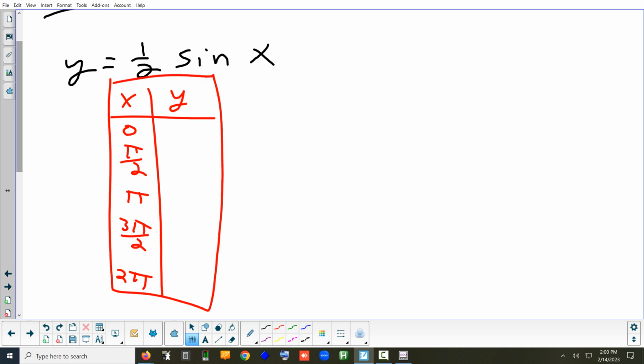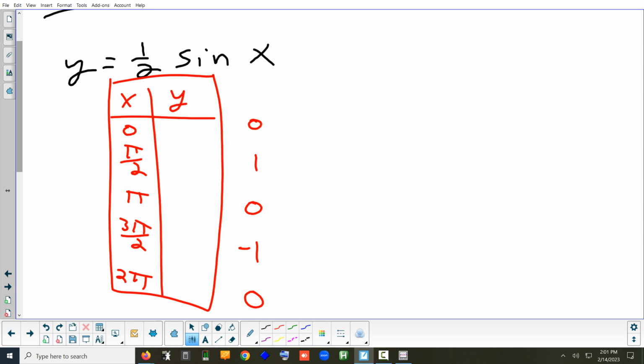How about Mr. Bath? What are my y values for sine in that first cycle? We have 0. And you don't have to do the 1/2 yet. We're going to do that after. Oh, okay. 0, 1, 0. I believe that would be -1. And 1. And that would be 0. Perfect. Thank you very much.